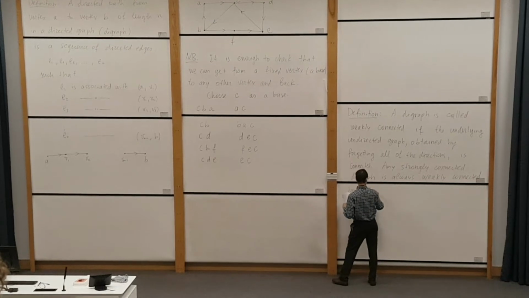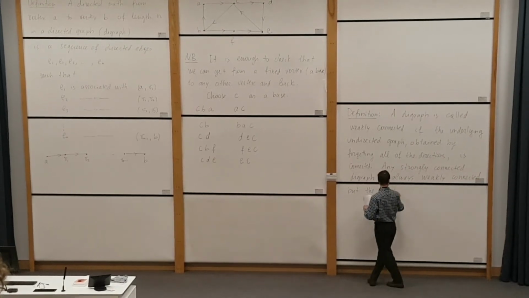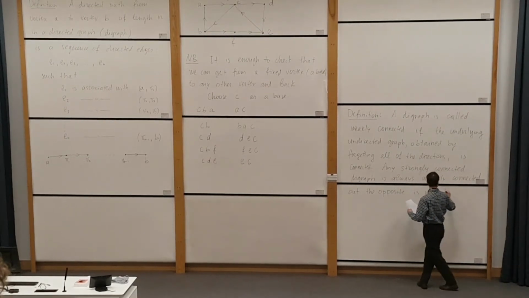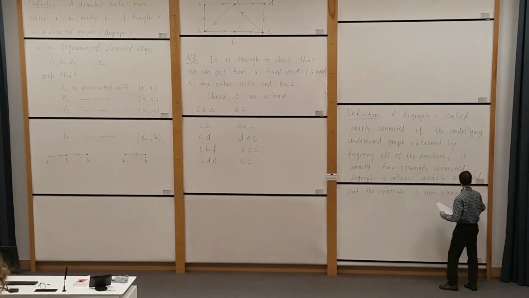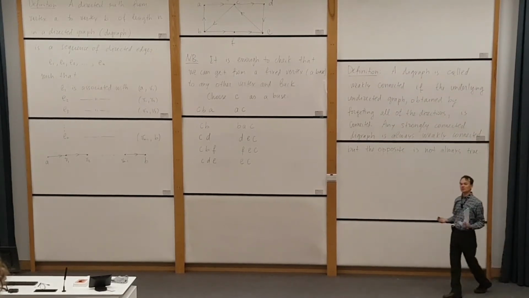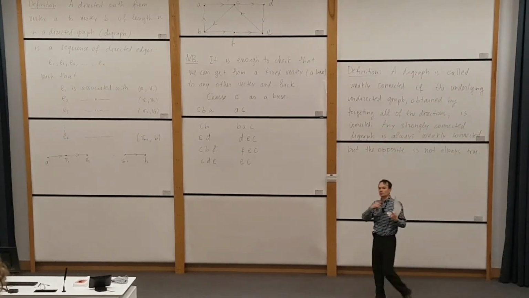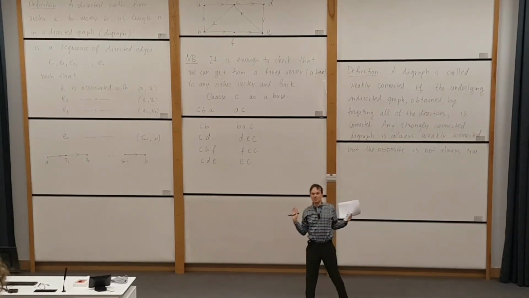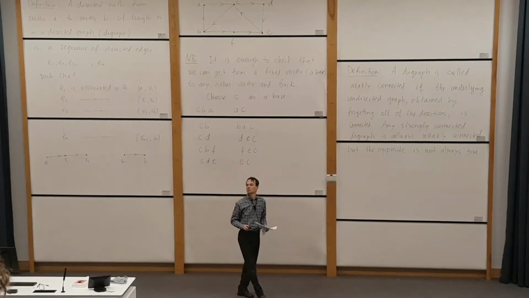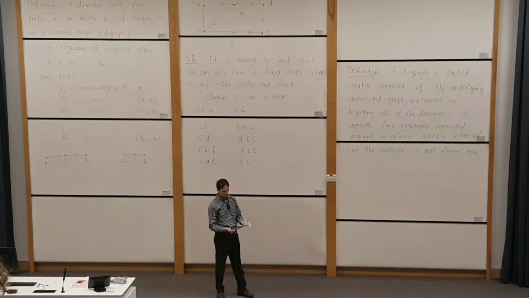The opposite is not always true. Right, so if it's strongly connected, then you can get between any pair of points following the arrows. Then forgetting about the arrows, that gives you an ordinary path. So that, therefore, it is always weakly connected.